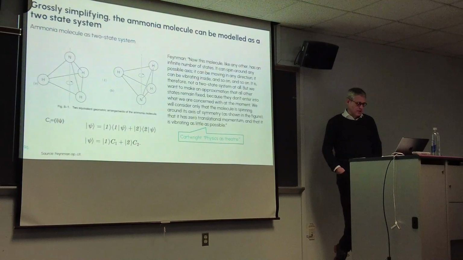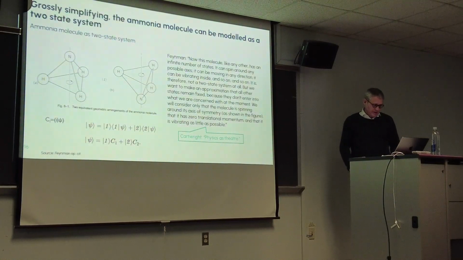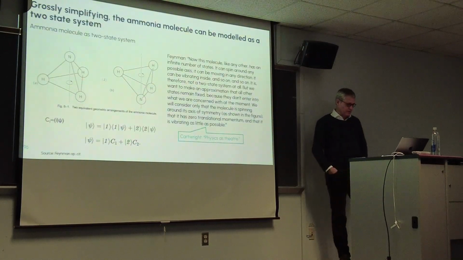It is therefore not a two-state system at all. But we want to make an approximation that all other states remain fixed, because they don't enter into what we are concerned with at the moment. We will consider only that the molecule is spinning around its axis of symmetry, as shown in the figure, and that it has zero translational momentum and that it is vibrating as little as possible.